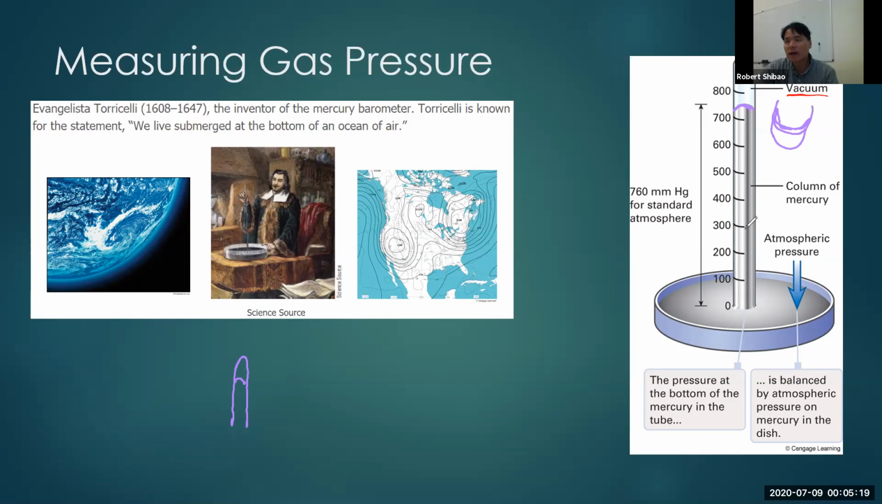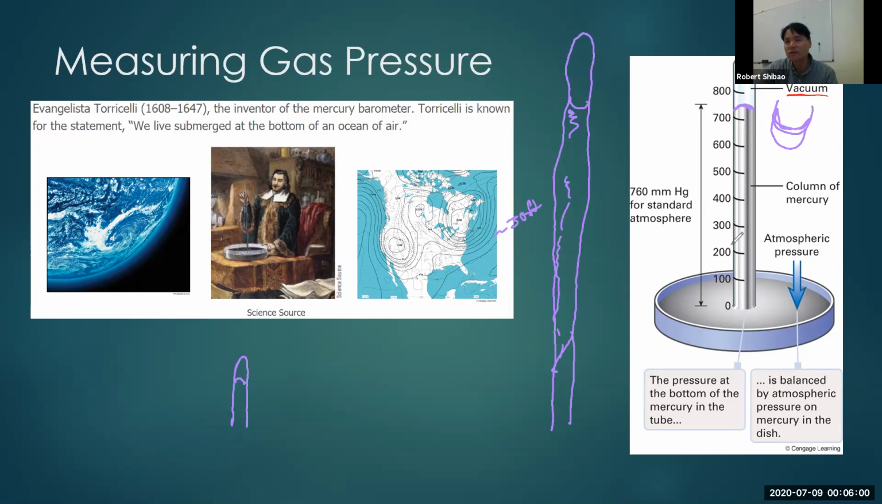So 14.7 pounds of mercury is 760 millimeters, or about 3/4 of a meter. Do you know what 14.7 pounds of water per square inch is? If we use water instead of mercury, then we'd need about 30 feet, because water's a lot less dense. 14.7 pounds of water goes up 30 feet, whereas mercury is about 13 times more dense. So that only goes about 1 meter up for mercury.